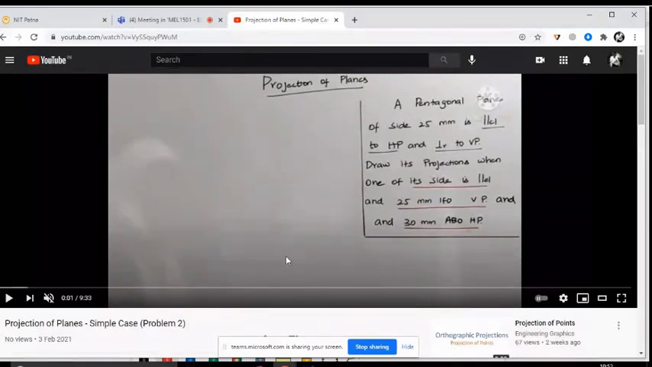Okay. So this is the problem. You look at here. A pentagonal plane of side 25 mm is parallel to HP and perpendicular to VP. Draw its projections when one of its sides is parallel and 25 mm in front of VP and 30 mm above HP. So this is the problem. They have given two sets of data. One is about the orientation of the plane. The second is about the position of the plane.